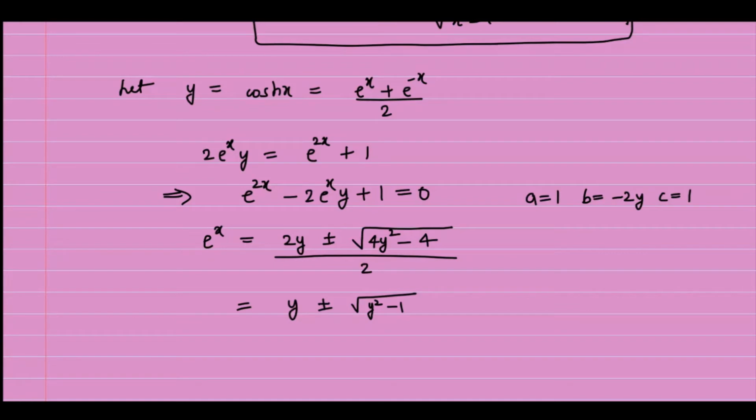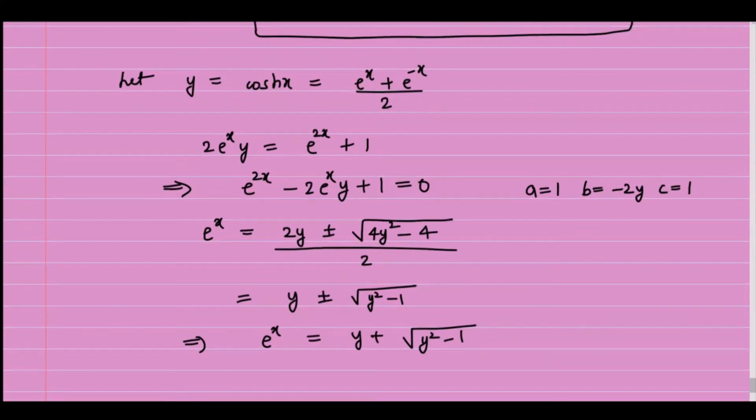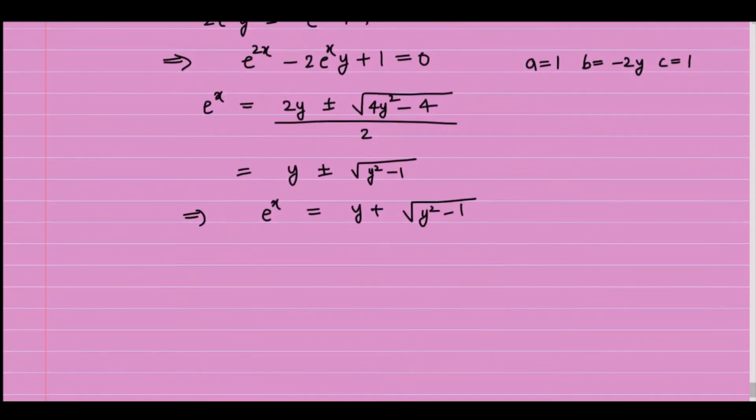Now since e raised to x is positive, we have to take only the positive value. So e raised to x equal to y plus square root of y square minus 1. Now we know that exponential function and logarithmic functions are inverses of each other. So we can take logarithm here. So this implies x equal to natural logarithm of y plus root of y square minus 1.